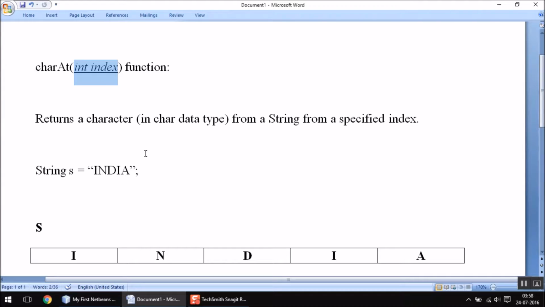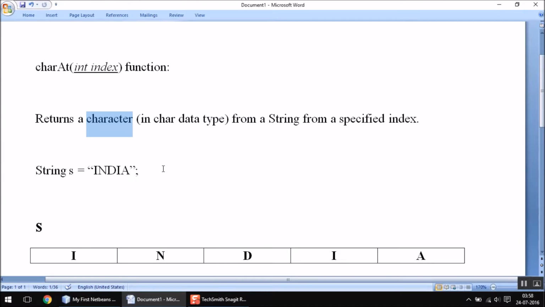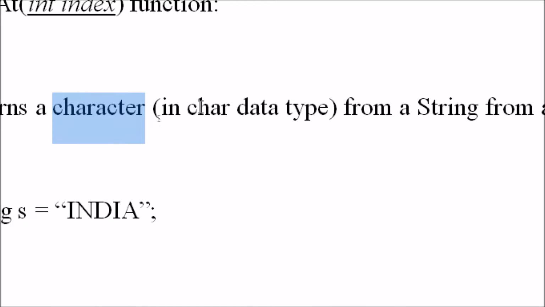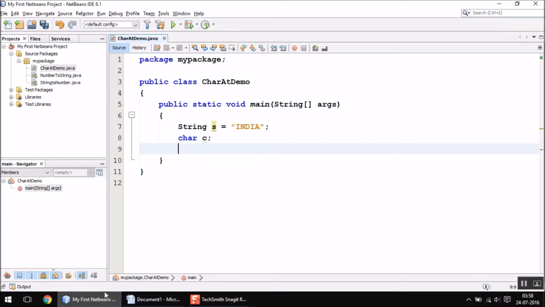Let us try this out in a program, and before that let me tell you one more thing you have to remember: the charAt function always returns a char type of value. So if it returns a char type of value, it can only be stored in a character type variable. That is what you have to remember. Let's do all this in a program so the picture is more clear to you.